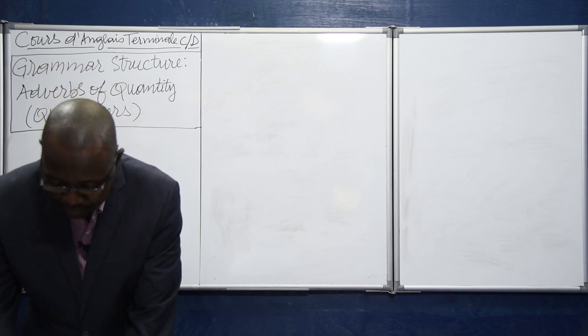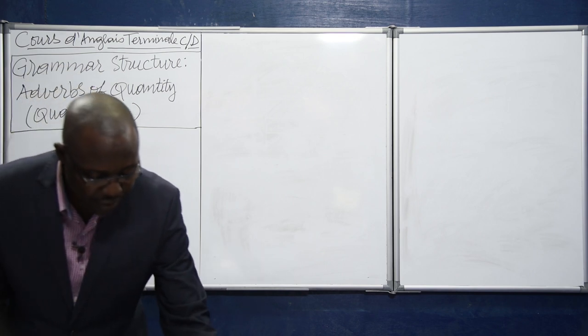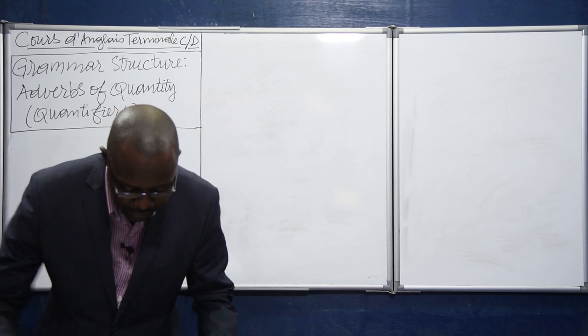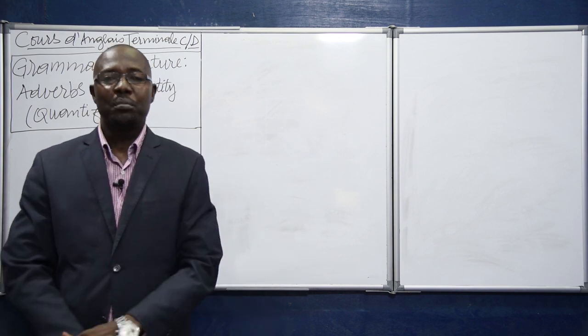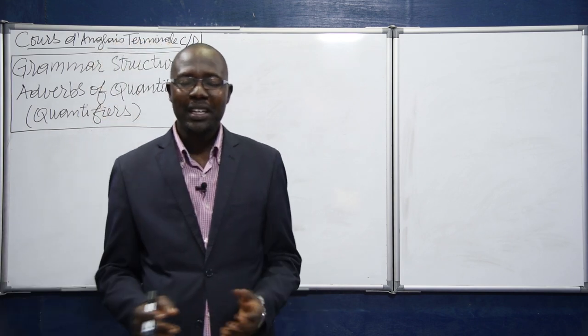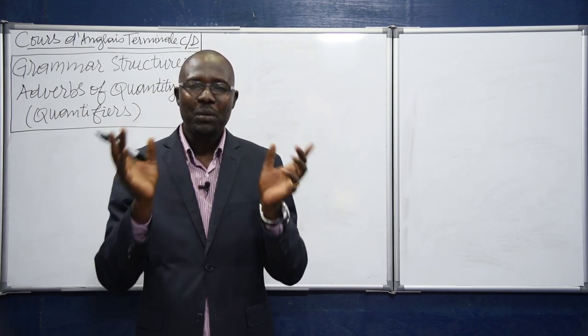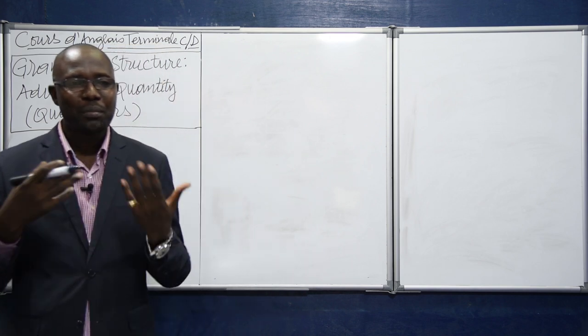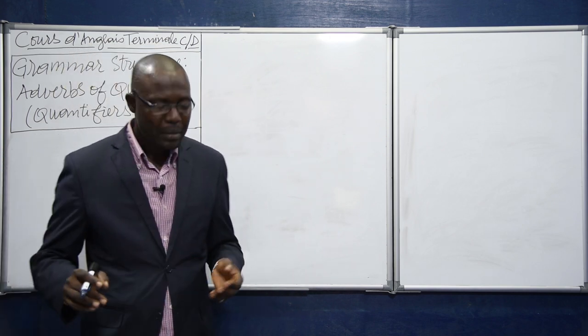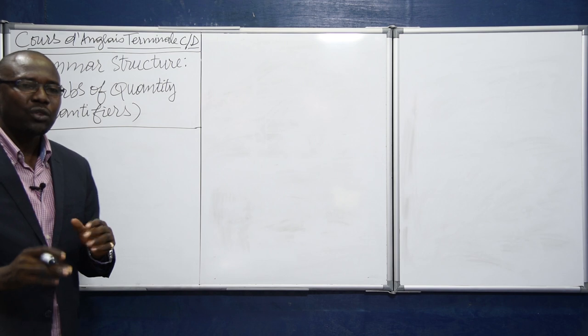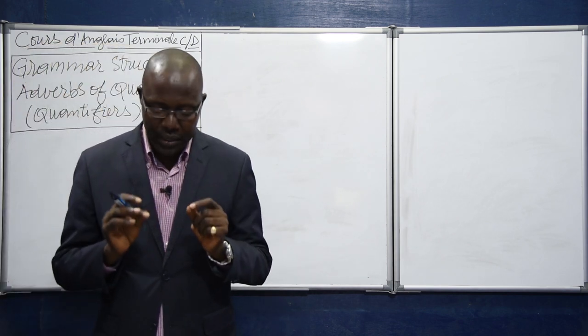In this lesson, it is easy in French. Concerning quantifiers in French, we say just beaucoup: beaucoup de gens, beaucoup d'eau. In French, it's quite easy. You have just one generic word, un seul mot, beaucoup. But in English, to express beaucoup, there are plenty of them. But at what moment should we use them?